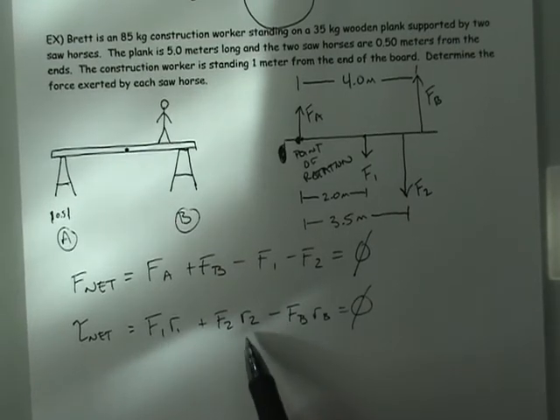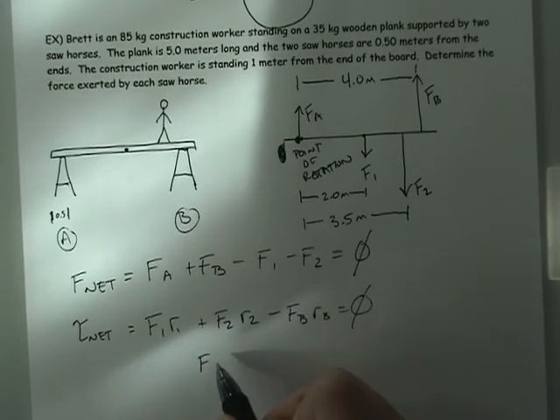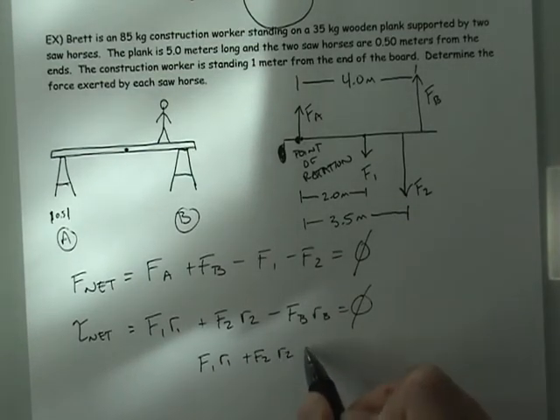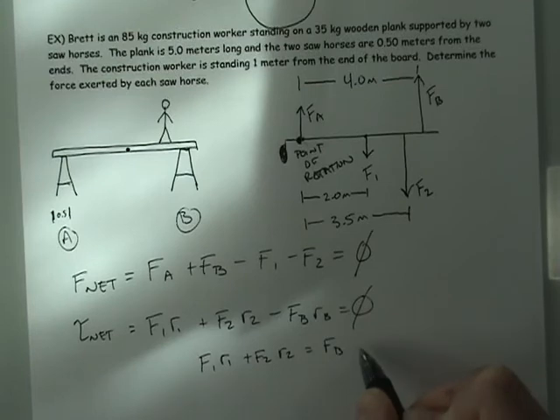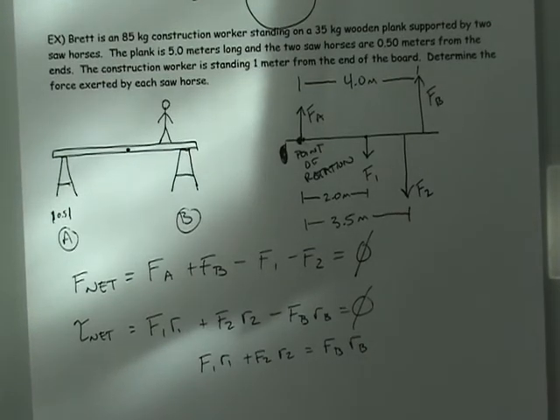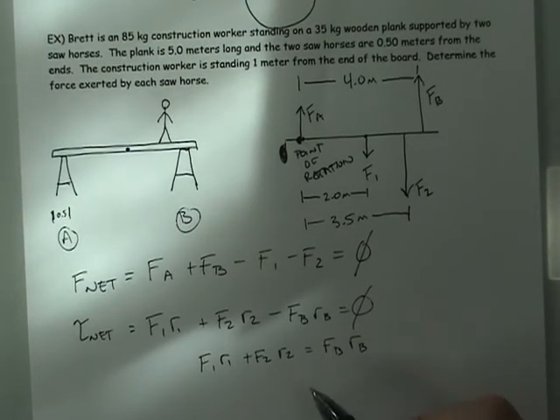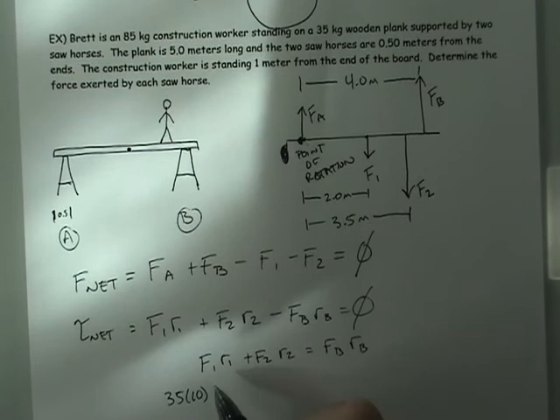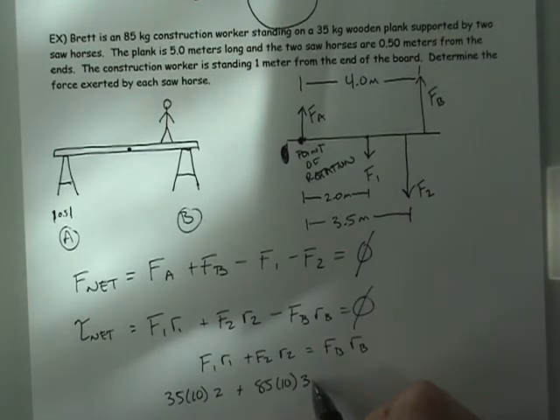So I'm going to go ahead and make one step here, and that says that F1 times R1 plus F2 times R2 would be equal to F of B times RB. Okay, and at this point now I'm going to go ahead and start throwing the numbers in. So the force for number 1 is going to be 35 times 10, and then times that lever arm, which is 2. The second force is 85 times 10 multiplied by 3.5.